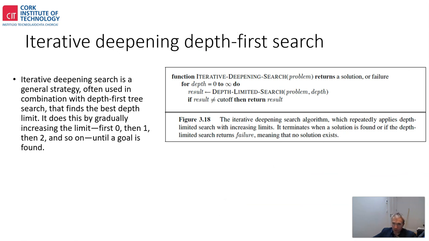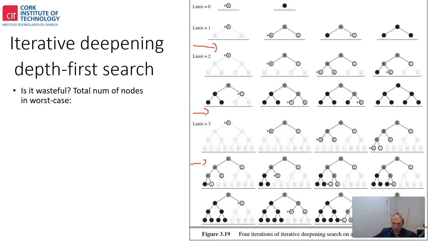This occurs when the depth limit reaches d, the depth of the shallowest goal node, and the benefit of this is that iterative deepening combines the benefits of depth first search and breadth first search. Like depth first search, its memory requirements are modest at O(bd). And like breadth first search, it's complete when the branching factor is finite, and optimal when the path cost is a non-decreasing function of the depth of the node.